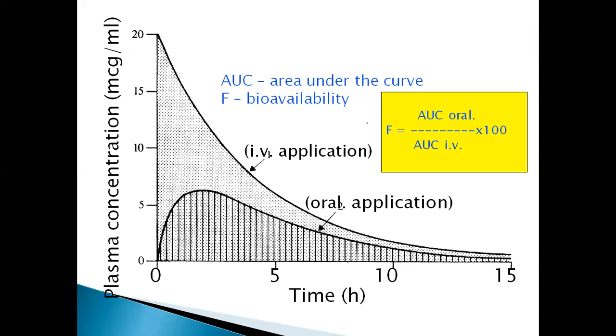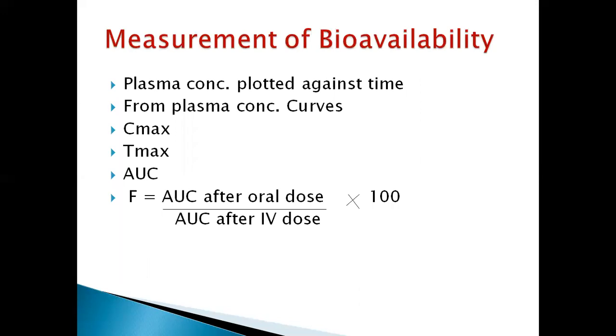So bioavailability is the area under the curve oral divided by the area under the curve IV, into 100. The measurement of bioavailability can be done by the area under the curve after oral dose divided by the area under the curve after IV dose, into 100.